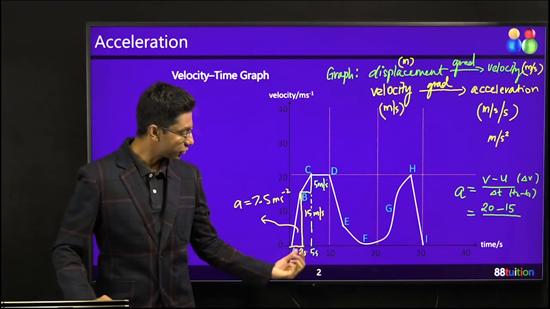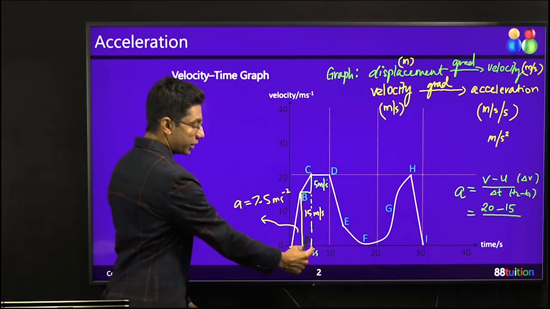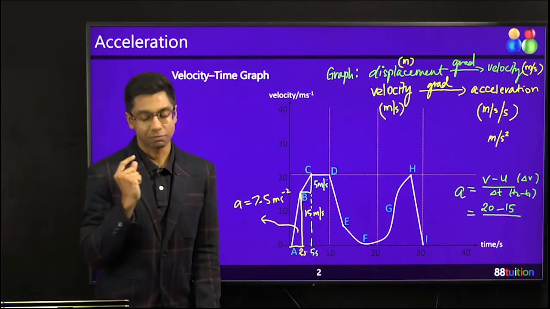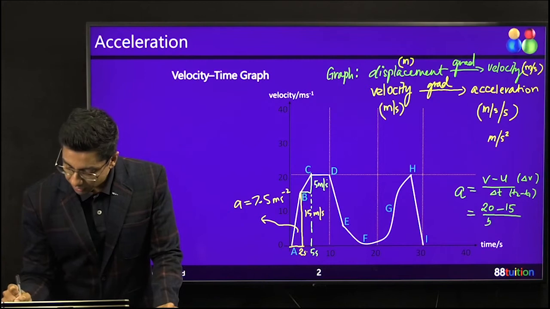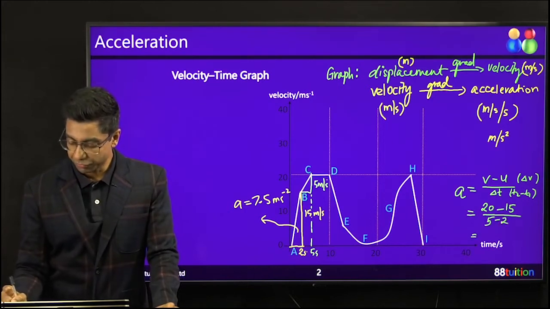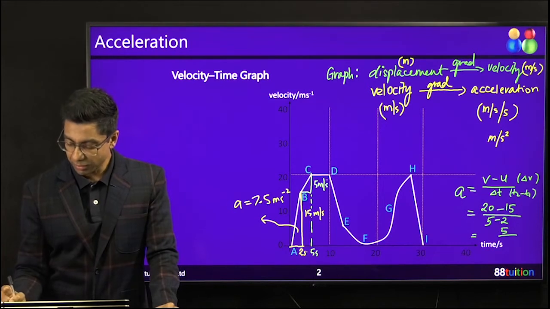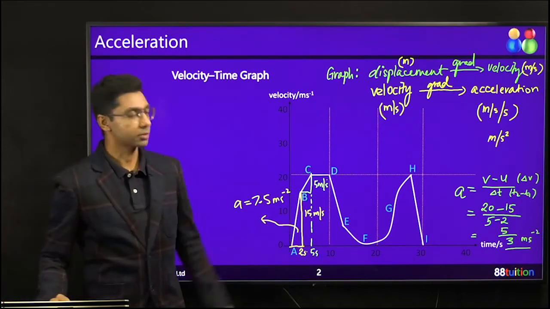It should be 5 minus 2, because the change from point B to C happens within only 3 seconds. So 5 minus 2 is 3 seconds. So I've got 5 divided by 3. 5 over 3 meters per second squared is the acceleration for this.